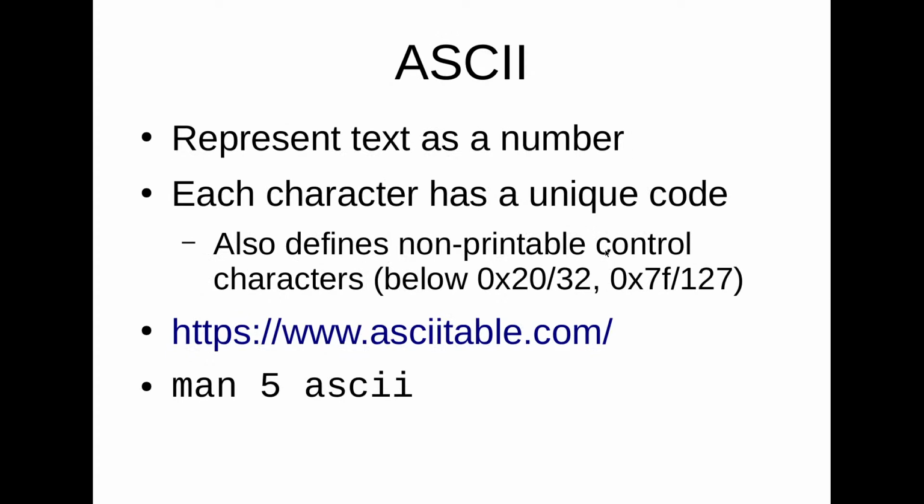Then ASCII is just a way to represent normal text but in numeric form. Each character gets a unique code, and there are a few non-printable control characters below 0x20, which is the space, and 0x7f is also a delete character. You can get a nice table of them from ASCIItable.com, or if you have a Linux machine, man 5 ascii will bring up the ASCII table.